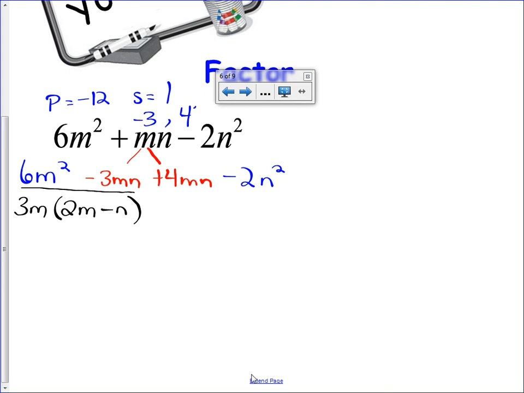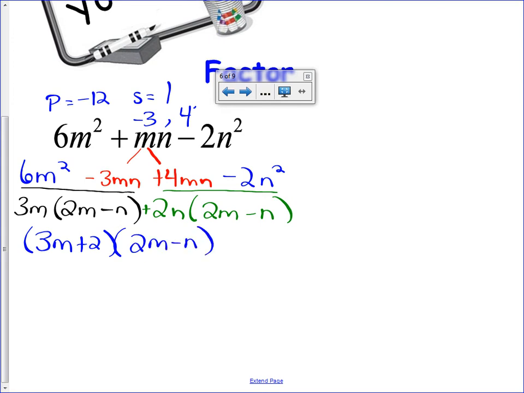Okay, the next one here, what can I common factor out of those last two terms? 2n, so positive 2n. So what's left over is 2m minus n. So again, I should always have that common binomial. That's kind of your check of whether or not you're doing this correctly. Then when you factor out the binomial, you're left with 3m plus 2 times 2m minus n.